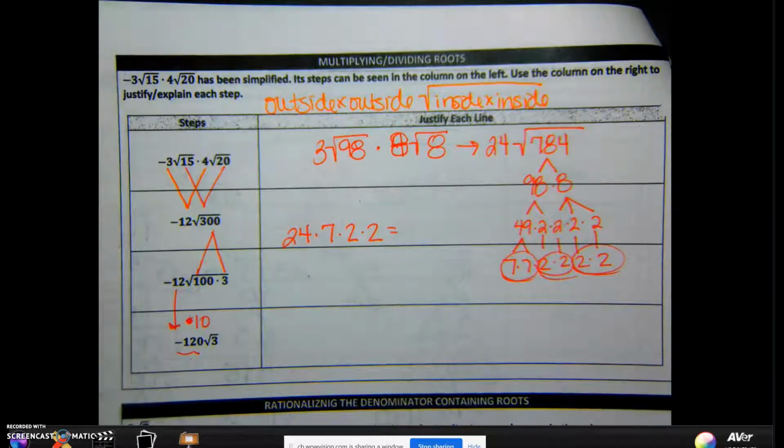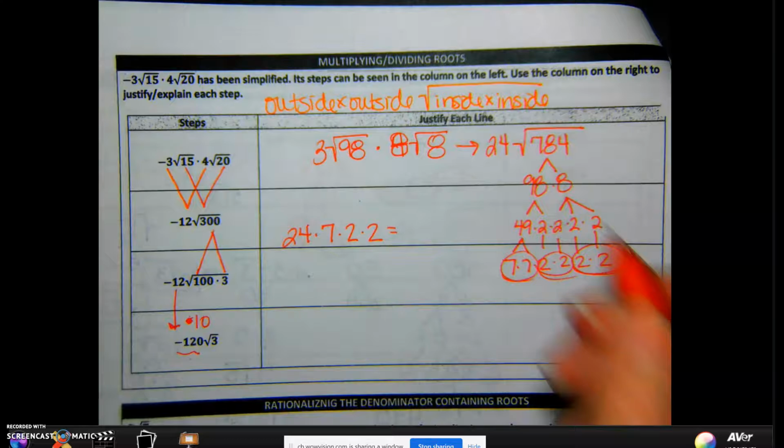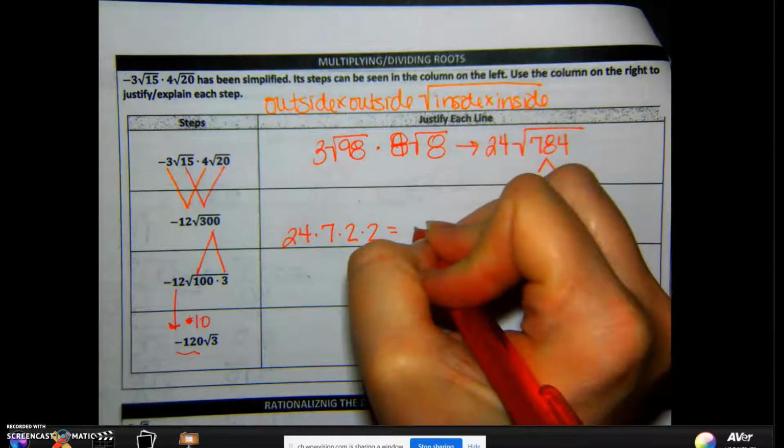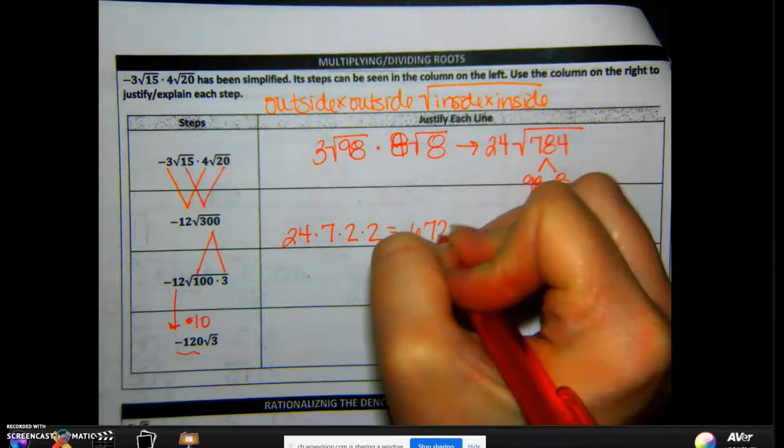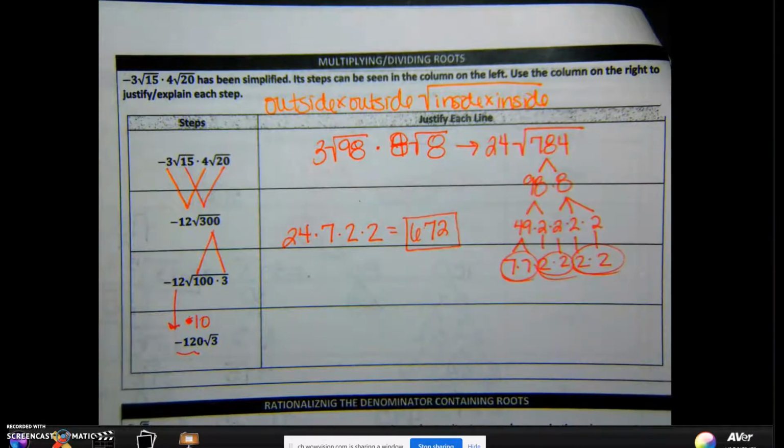What's 24 times 2 times 2 times 7? 672. So are you capable of doing this? Yeah. Might it take you a little bit longer? Okay. Next.